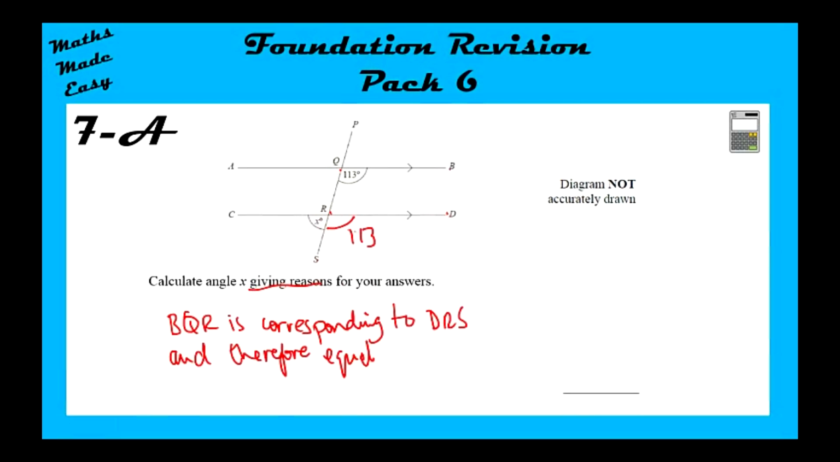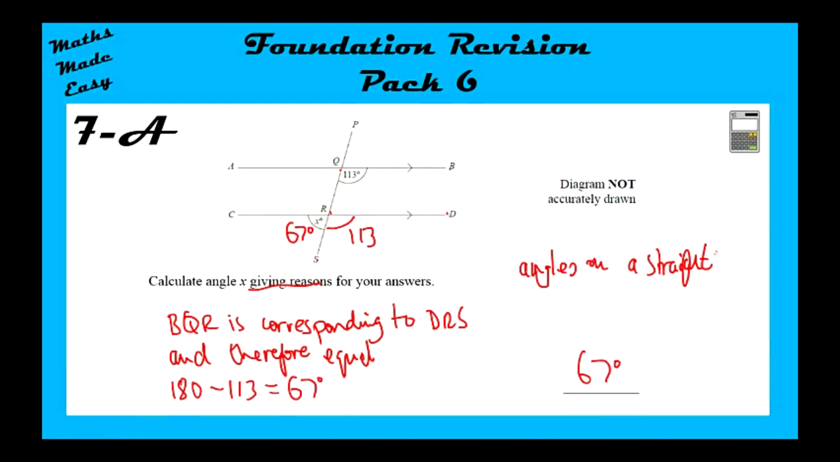The next thing I'm going to do is 113 taken away from 180. So I take away 113, which equals 67, which will give us our answer to x, 67 degrees. And the reason for that, and I need to give that reason, was that angles on a straight line add to 180 degrees. That means that angle DRS and angle CRS equal 180 degrees. So the answer is x equals 67 degrees, and this is enough reasoning to get us that mark.